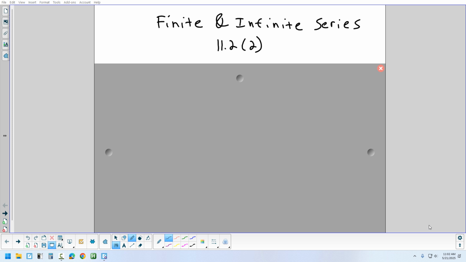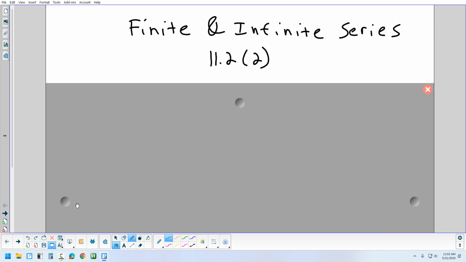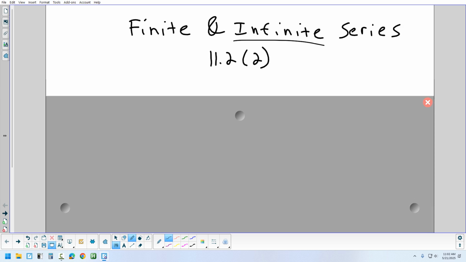So the last part of section 11.2, we're going to take a look at adding up numbers in a sequence again. So we're going to be looking at a series, but this time we're going to be adding up infinitely many numbers. At first you might think, well, how can you add up infinitely many numbers and actually get an answer? Because if you add up infinitely many things, doesn't it just get bigger and bigger? And the answer is no, not always.